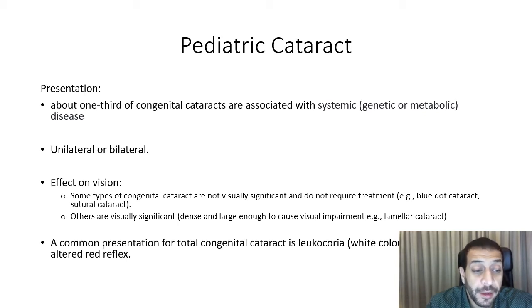It can be unilateral or bilateral. It can be mild, not affecting the vision very much, like the blue dot cataract, and we don't operate on them when it's very mild. And sometimes it's a significant dense cataract like the lamellar, and we have to operate on it. When it's completely white, it causes a sign called leukocoria, which we just mentioned in the last slide.